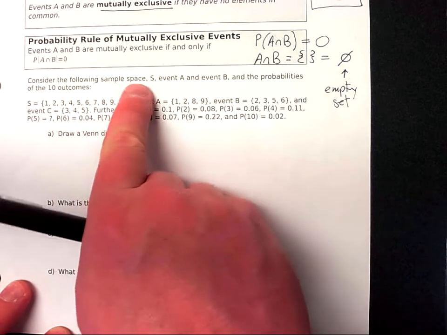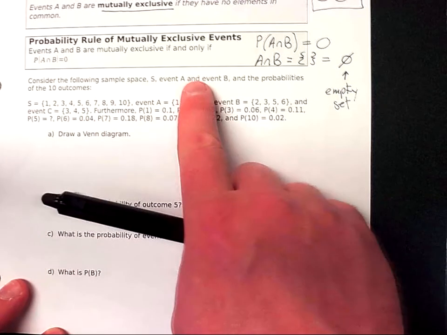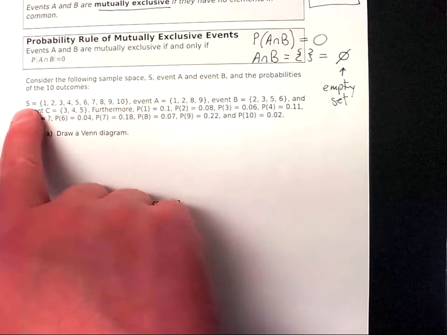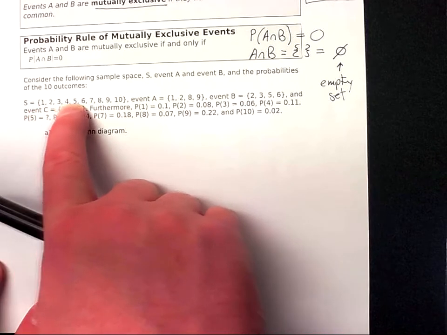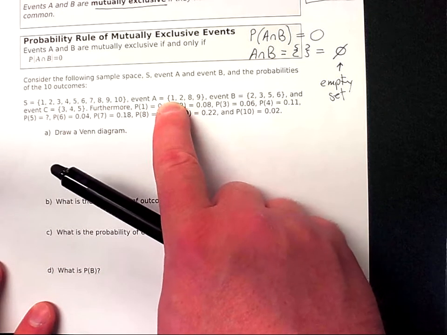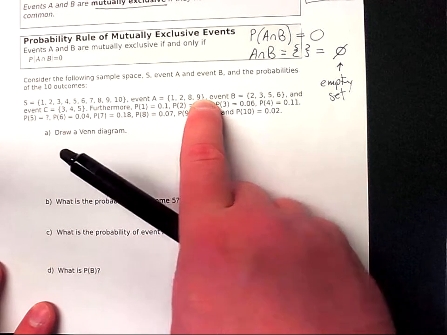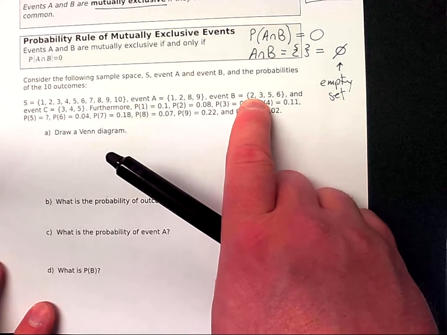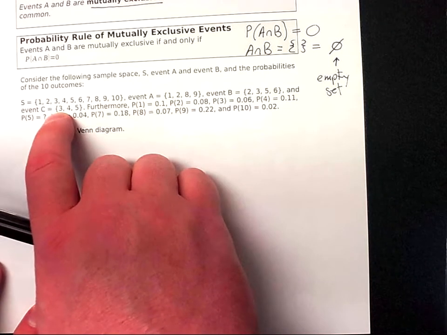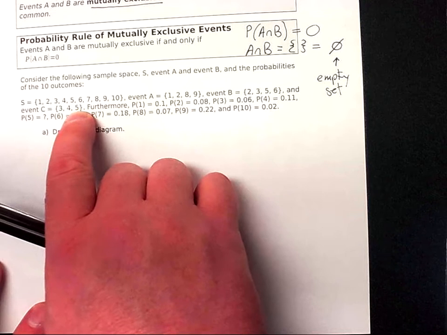So, consider the following sample space S, event A, event B, and the probabilities of those 10 outcomes. So we have the sample space. There's 10 possible outcomes in the sample space. A is going to have the numbers 1, 2, 8, and 9 in it. Event B is going to have the numbers 2, 3, 5, and 6 in it. Event C is going to have the numbers 3, 4, and 5 in it.